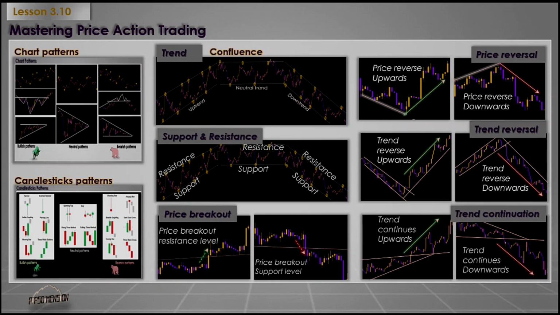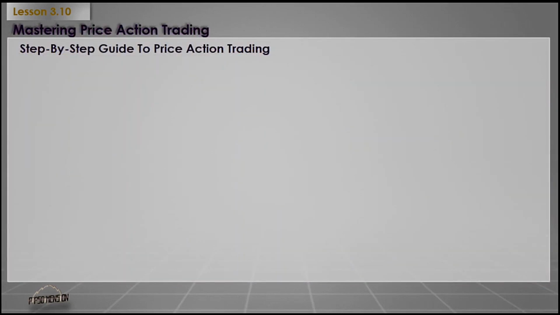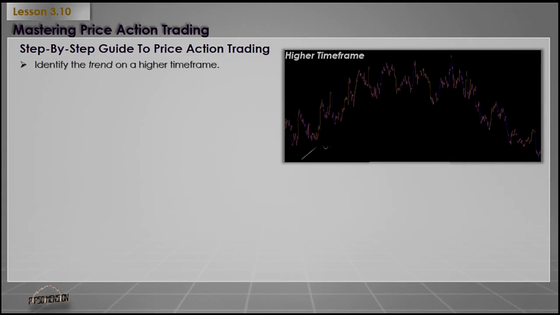Alright, now I'm going to elaborate on how to apply these technical factors in a step-by-step guide to price action trading. First of all, you need to identify the trend on a higher time frame. For instance, if you are trading on a 1 hour chart, it is better to first move to a higher time frame like the 4 hours or the daily time frame to identify the trend. The reason being that on a higher time frame, you get a bigger picture of the trend. And remember, you increase your chances of making profits when you trade along with the trend.